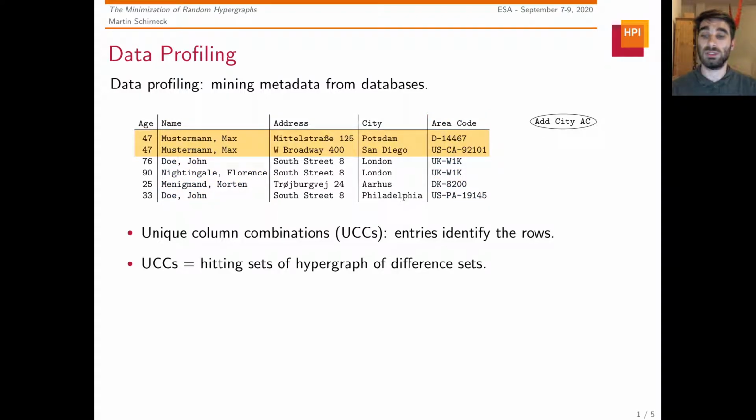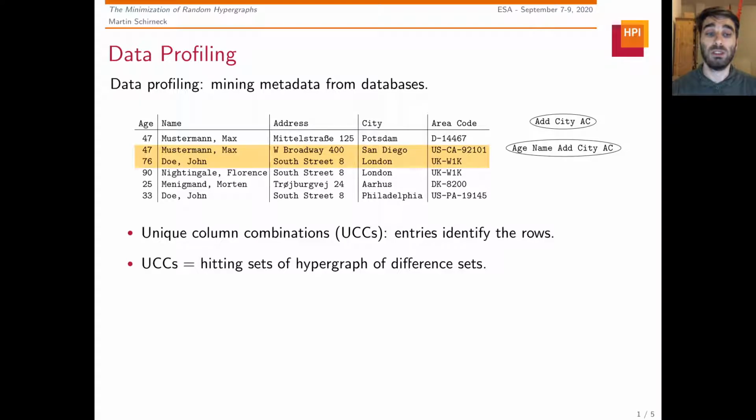Also, it is known that these UCCs are the hitting sets of different sets of pairs of rows. So if you look at this pair and look at those attributes or those columns in which they differ, then every UCC has to contain either the address, the city, or the area code, because otherwise this pair would be indistinguishable. The next pair differs in every column, so this doesn't tell us anything.